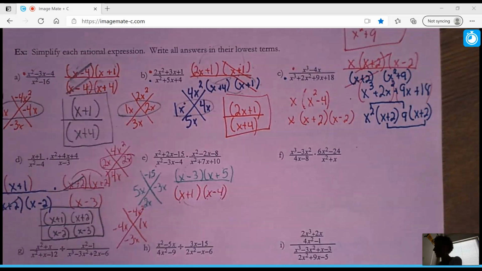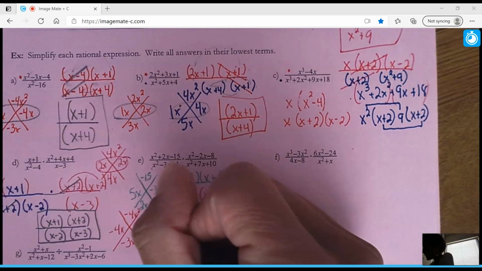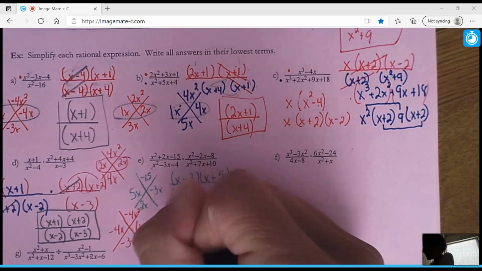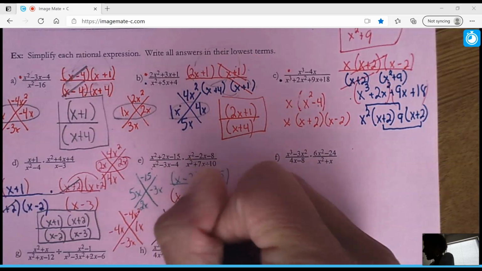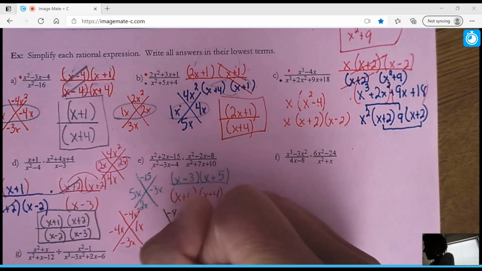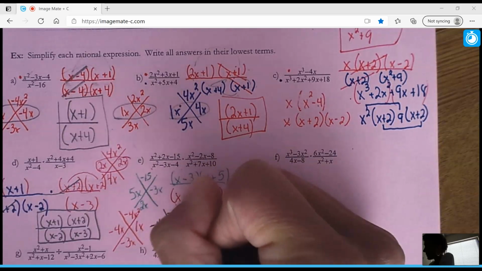A lot of factoring here. Let's go ahead and check out this second one. So I'm just going to keep using the space here. I need factors of negative 8 that get me to negative 2, and that would be a negative 4 and a positive 2.